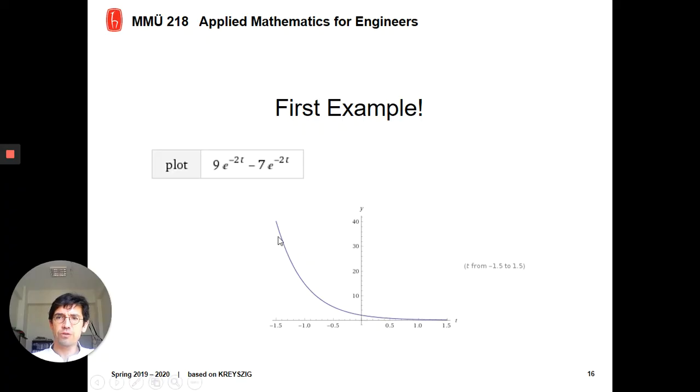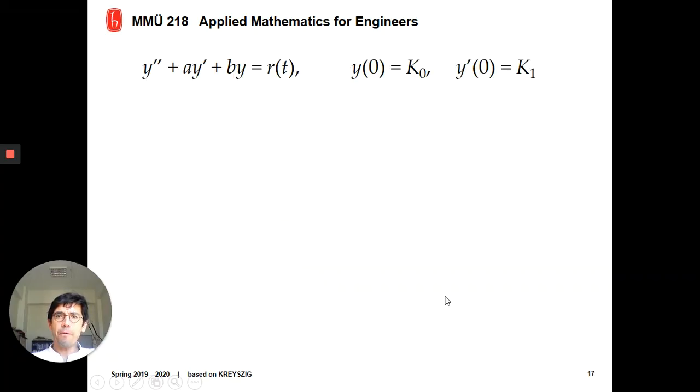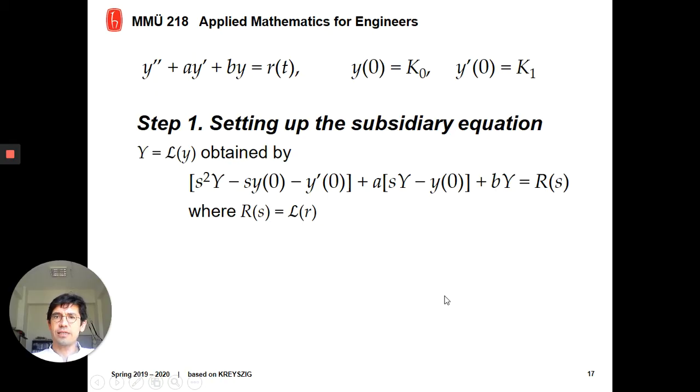The plot of the first example is this. So this is my output function that I get from my ODE. Now, how do we systematically go over this? You need to set up a subsidiary equation, which is capital Y, Laplace y, and it's obtained by sorting out the terms and writing up my equations.